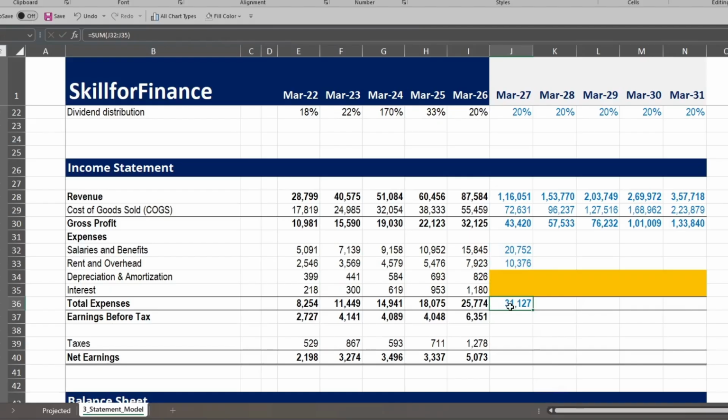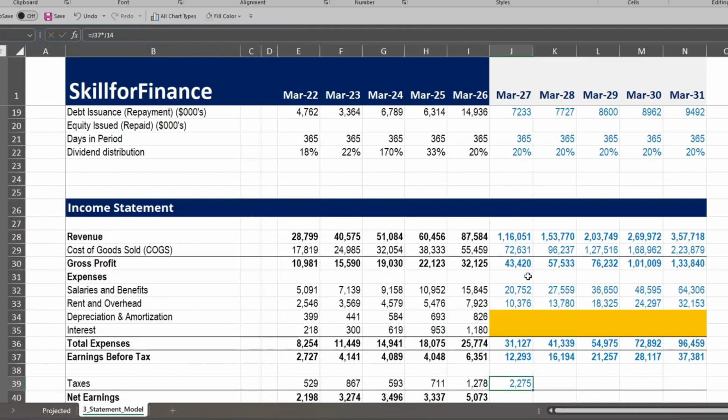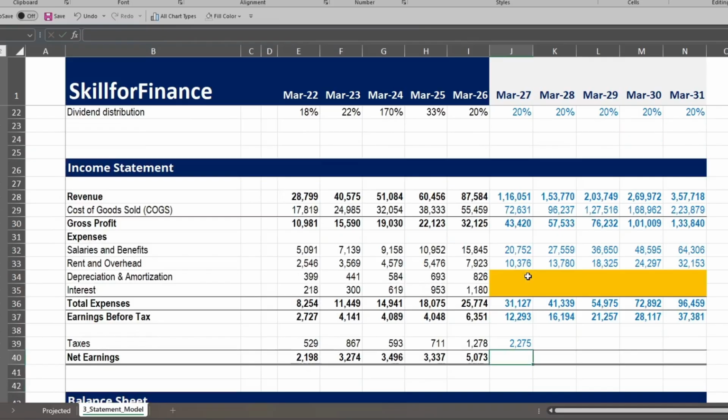These are expenses, and earnings before tax is gross profit minus total expenses, and I'm going to press control R here as well. Taxes are earnings before tax times the percentage of tax. That would be this, right? And earnings before tax minus taxes is net earnings, and I'm going to copy and paste.